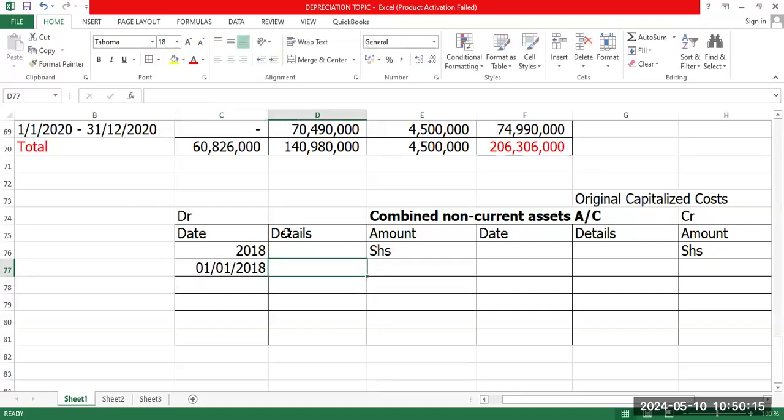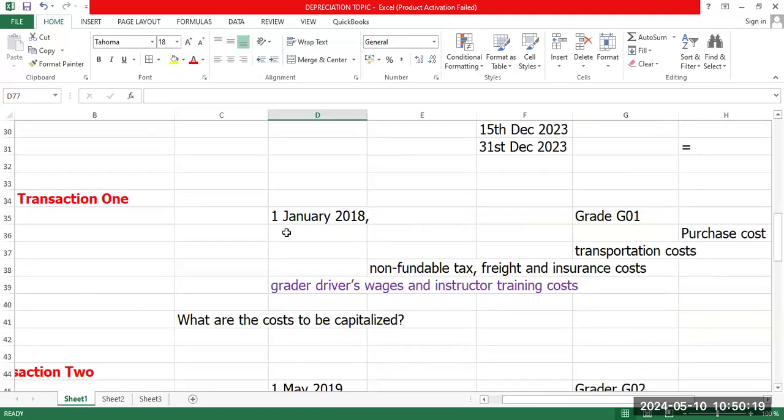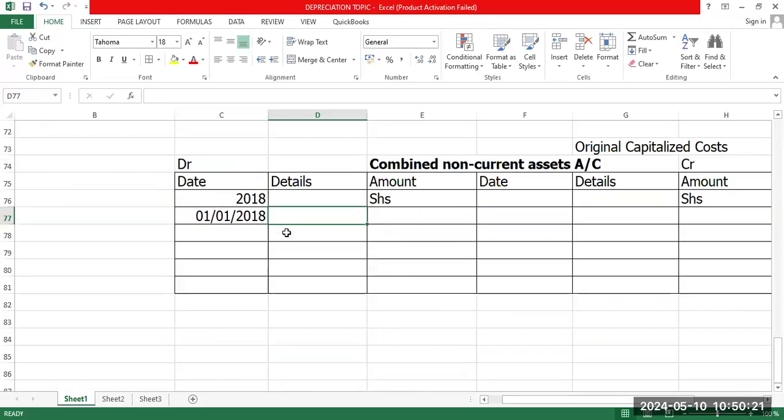What was that asset? Colleagues, don't keep quiet. You will sleep. The first asset was the other one. What is the name of the asset?